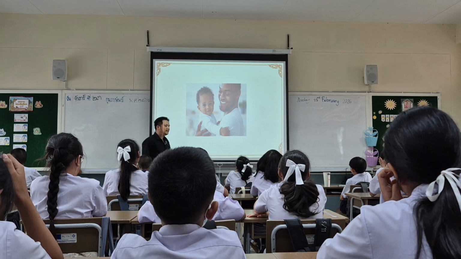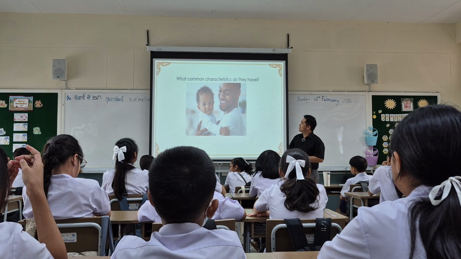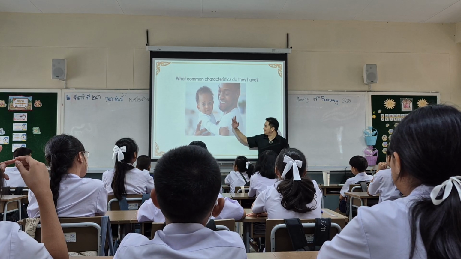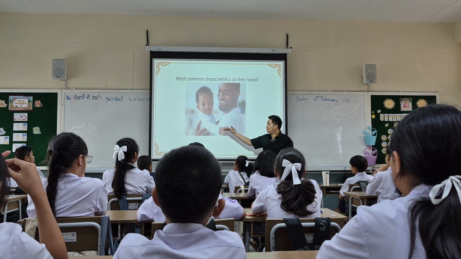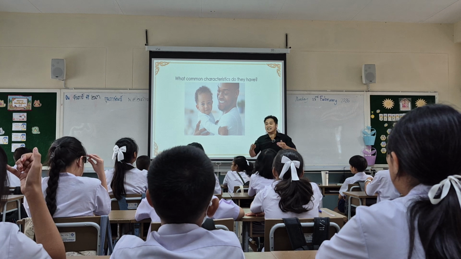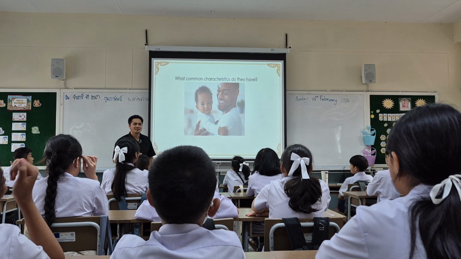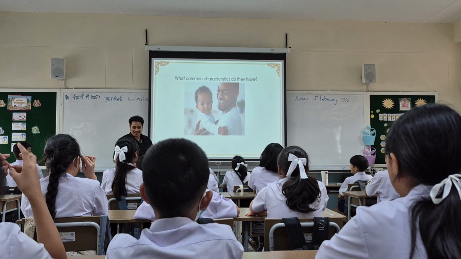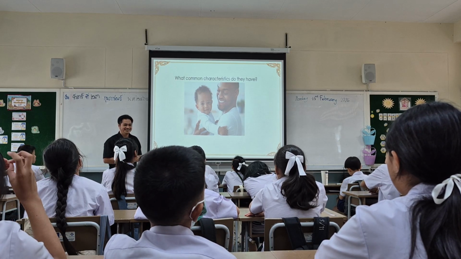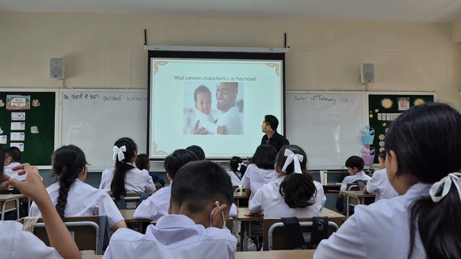Before we move on, let's have a little activity. What common characteristics do they have? So we have a picture of a parent and an offspring, a father and a son, I guess. What do you think is their common characteristic or characteristics? They have dark skin. Okay, what else? Hair, what hair? They have curly hair. What else? Eyes. They have a similar shape of eyes. Okay, I can see it.